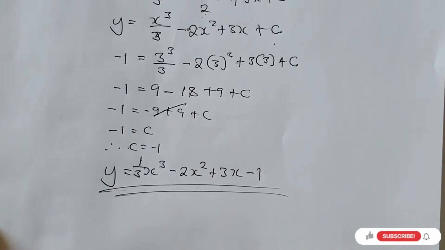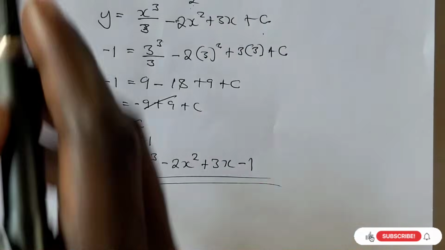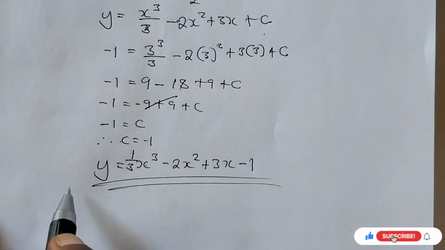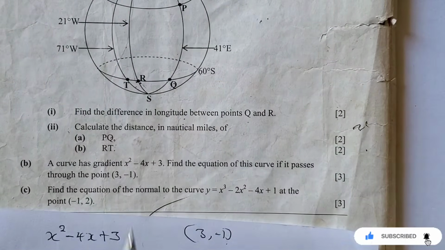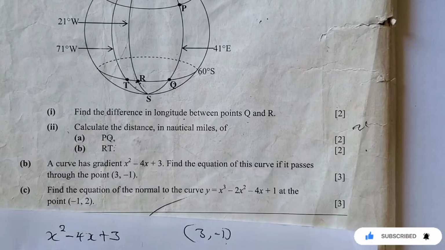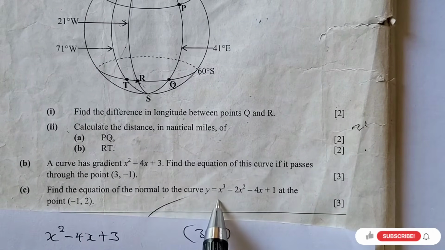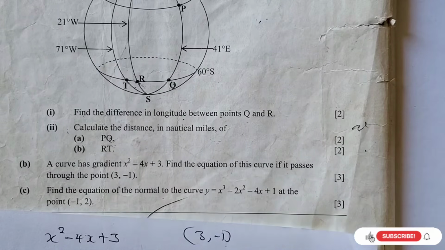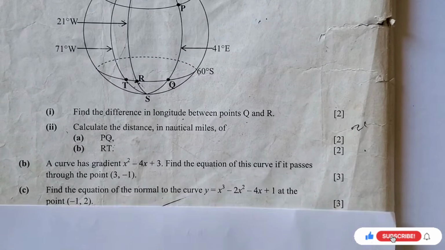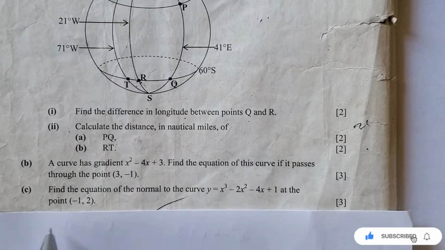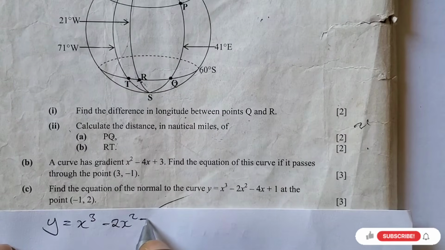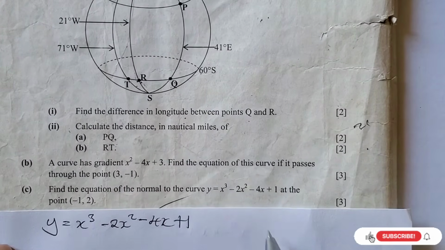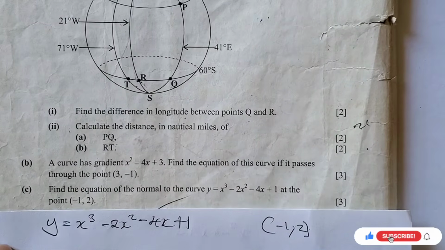This one. Okay? So, last but not the least, which is question B(i). Question B, you are asked to find the equation of a normal to the curve, right? Okay, the equation of a normal to the curve. So for the equation of a normal to the curve, you copy the equation the way it is: y is equal to x to the power 3 minus 2x squared minus 4x plus 1. The coordinates are (-1, 2).